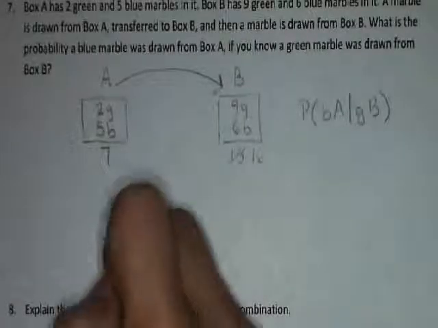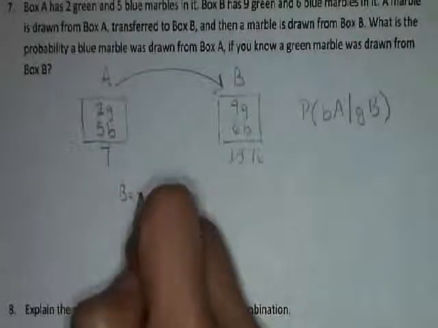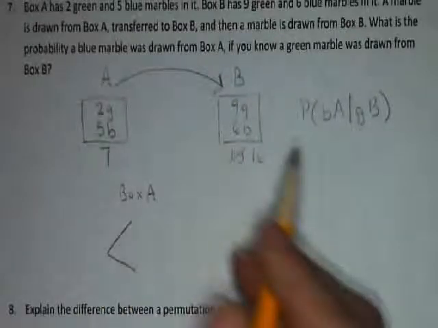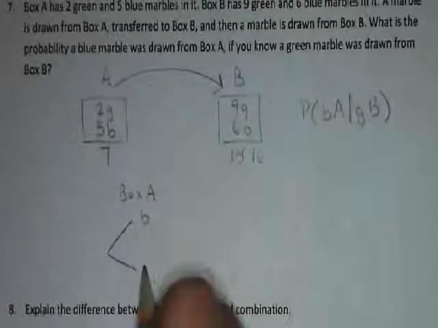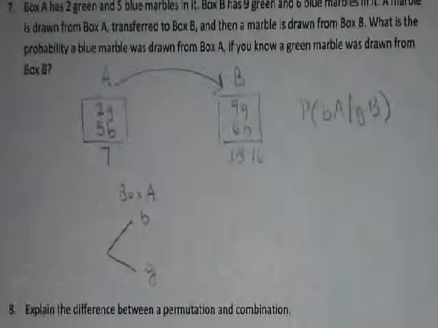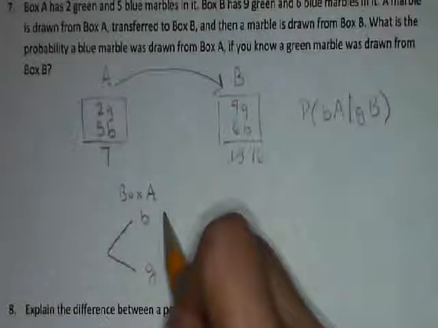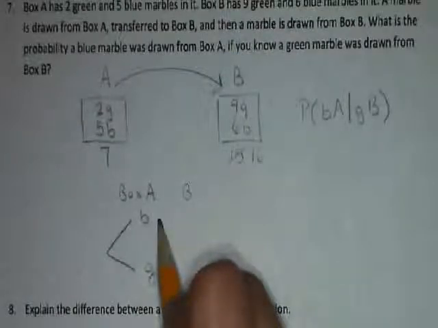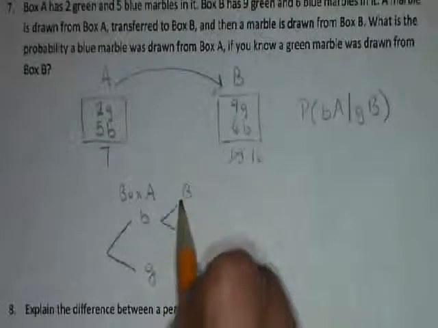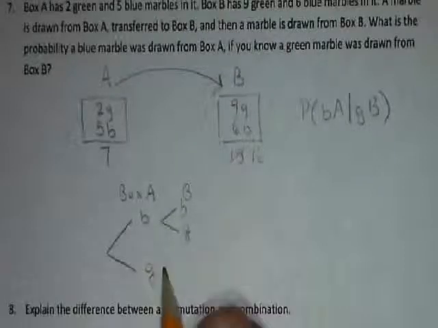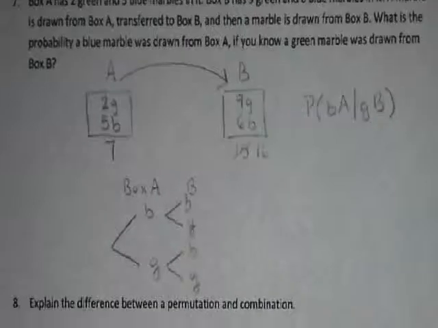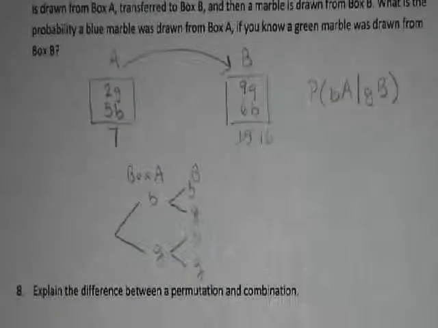My first event is going to be drawing a marble from box A, and there are actually 2 things that can happen. I can either get a blue marble or a green marble. After I draw from box A, I'm going to be looking at what happens when I draw from box B. And once again, from box B, I can either get a blue marble or green marble. Alright, now let's look at the different probabilities for each situation.